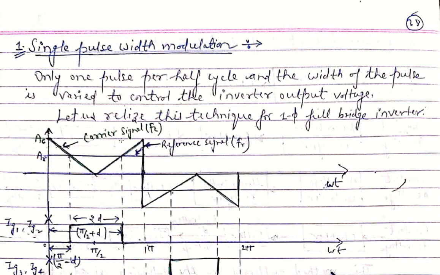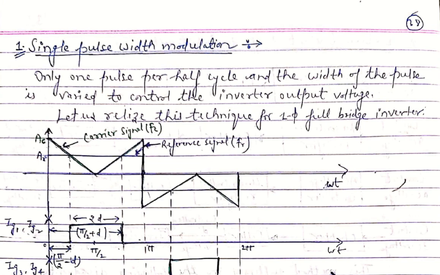So let us realize this technique for a single phase full bridge inverter. We will apply this technique to the single phase full bridge inverter case, in which four thyristor switches are there. So four gate pulses are required. We will see how the pulses are generated, and what the topology is behind this generation of pulses.